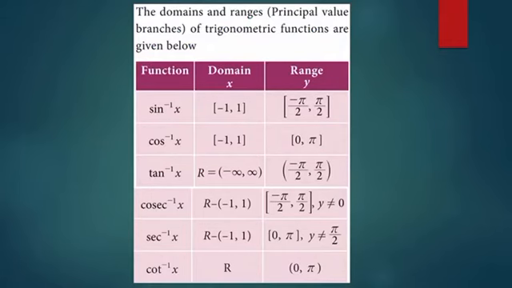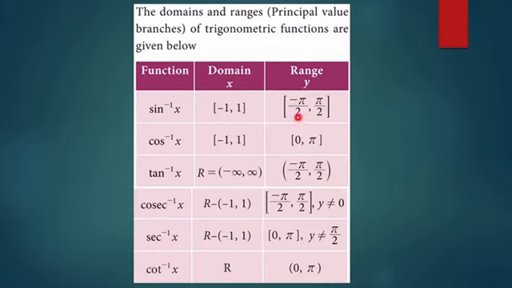The domains and ranges of trigonometric functions are given below. For sine inverse, its range is minus pi by 2 to pi by 2. Similarly, for tan inverse x also minus pi by 2 to pi by 2, but here it is closed interval, here it is open interval. So, closed interval means this value minus pi by 2 and pi by 2 also included, but here it is open interval, so minus pi by 2 and pi by 2 will not be included.